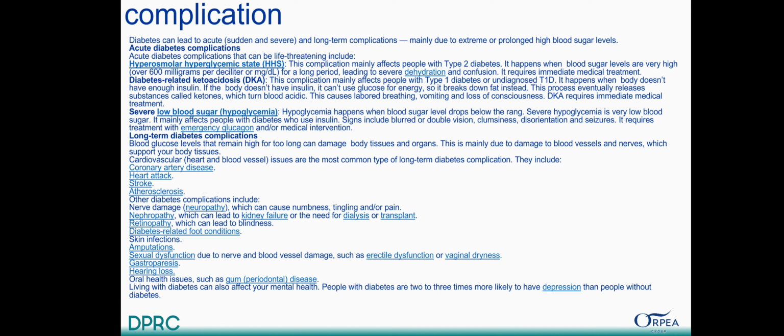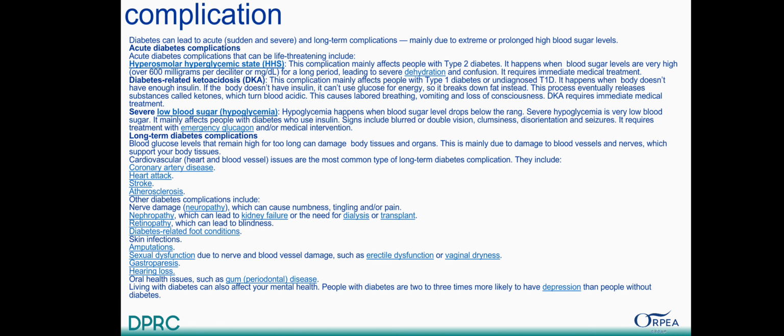In this situation, if the body doesn't have insulin, it cannot use the sugar or glucose as energy, so it will break down the fat in the fatty tissue, and this will release substances called ketones, which turn the blood acidotic. The patient in this situation will have labored breathing, vomiting, nausea, and loss of consciousness, and it's also an urgent medical condition which requires urgent medical intervention and sometimes ICU.